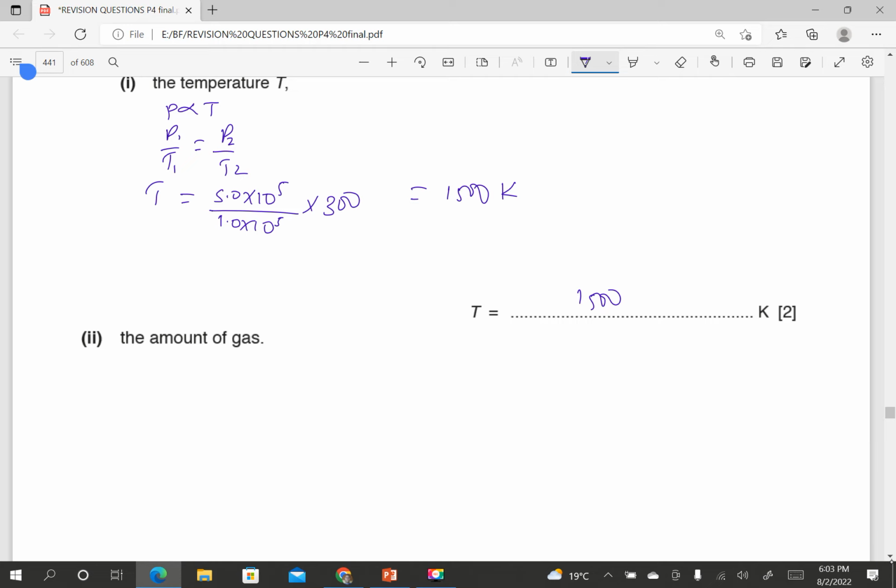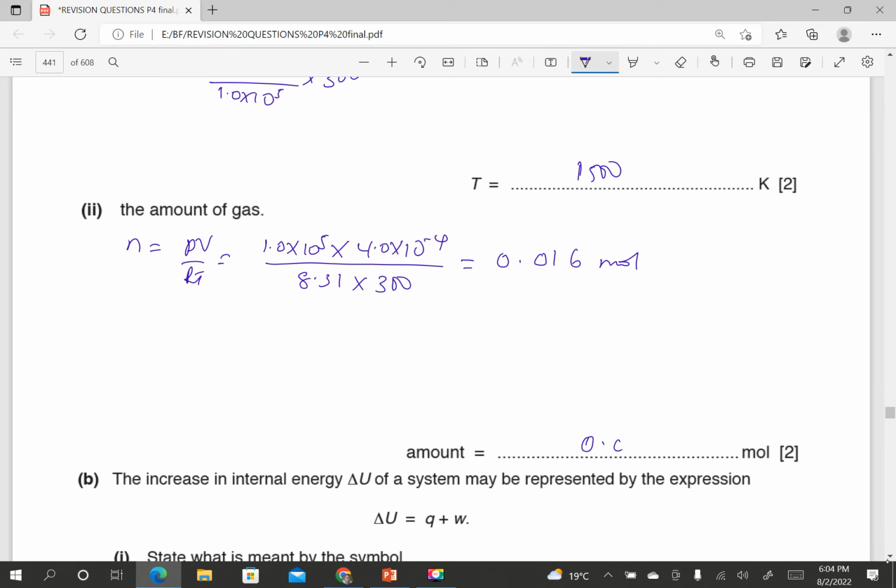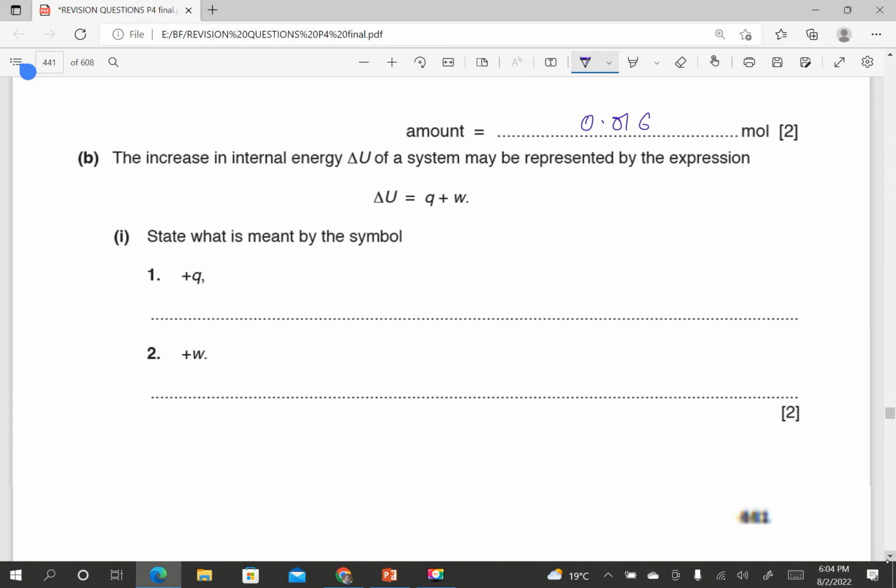Then the amount of gas, that is the number of moles. Number of moles is equal to PV divided by R times T. I can use the first stage. So that will be 1.0 times 10 power 5 pressure, times volume 4.0 times 10 power negative 4. R is 8.31. Temperature is 300 Kelvin. I just press my calculator. Okay, so this is giving me 0.016 to two significant figures. Alternatively, you could also use the second stage where the temperature is 1500, and I believe you'll get approximately 0.016 moles.